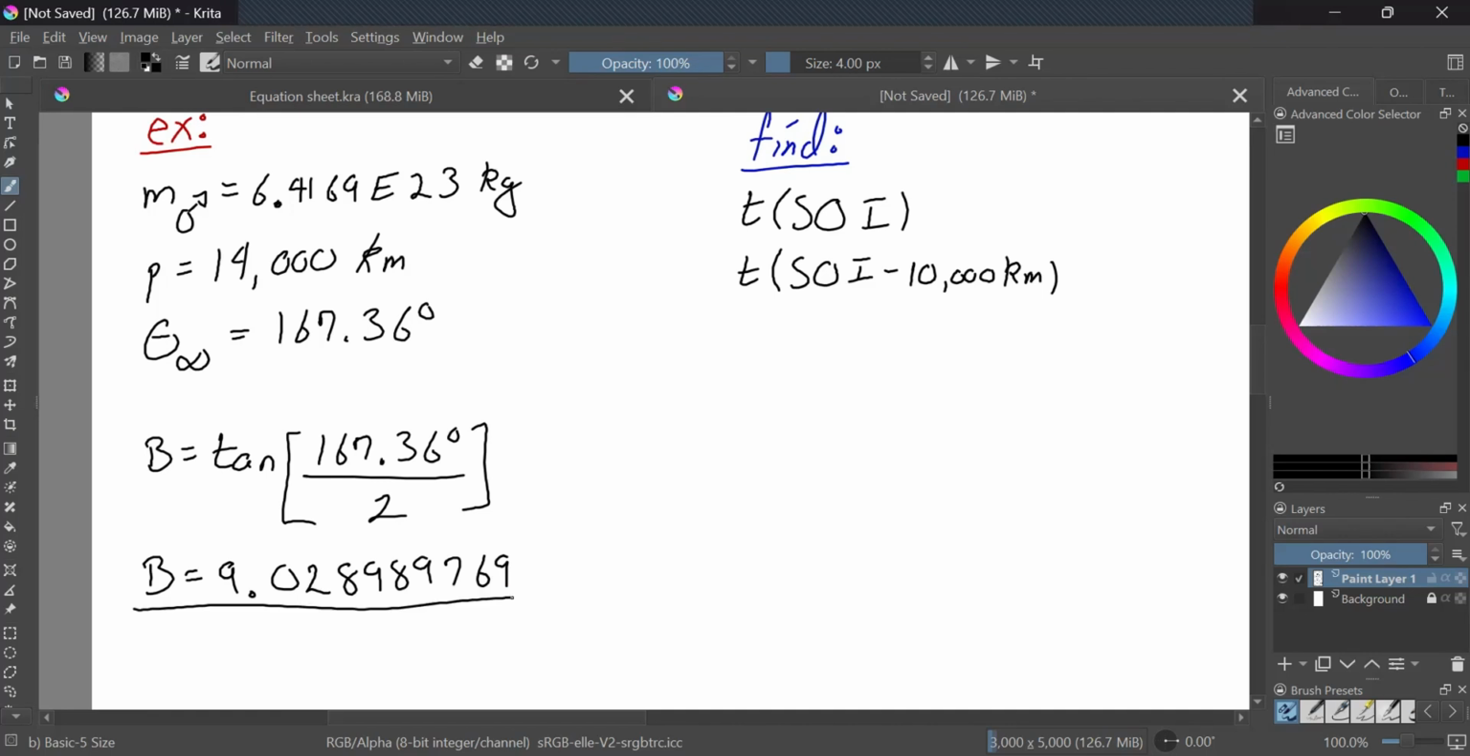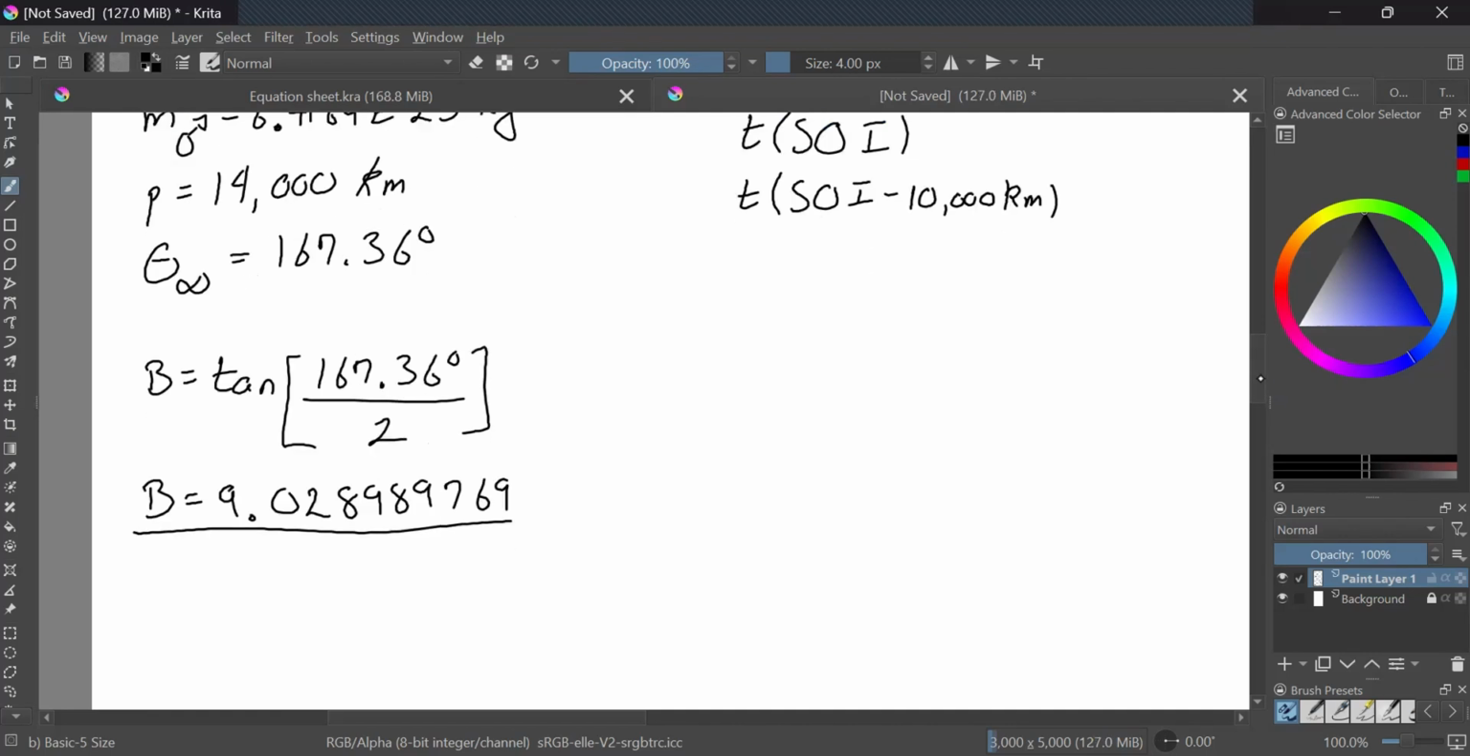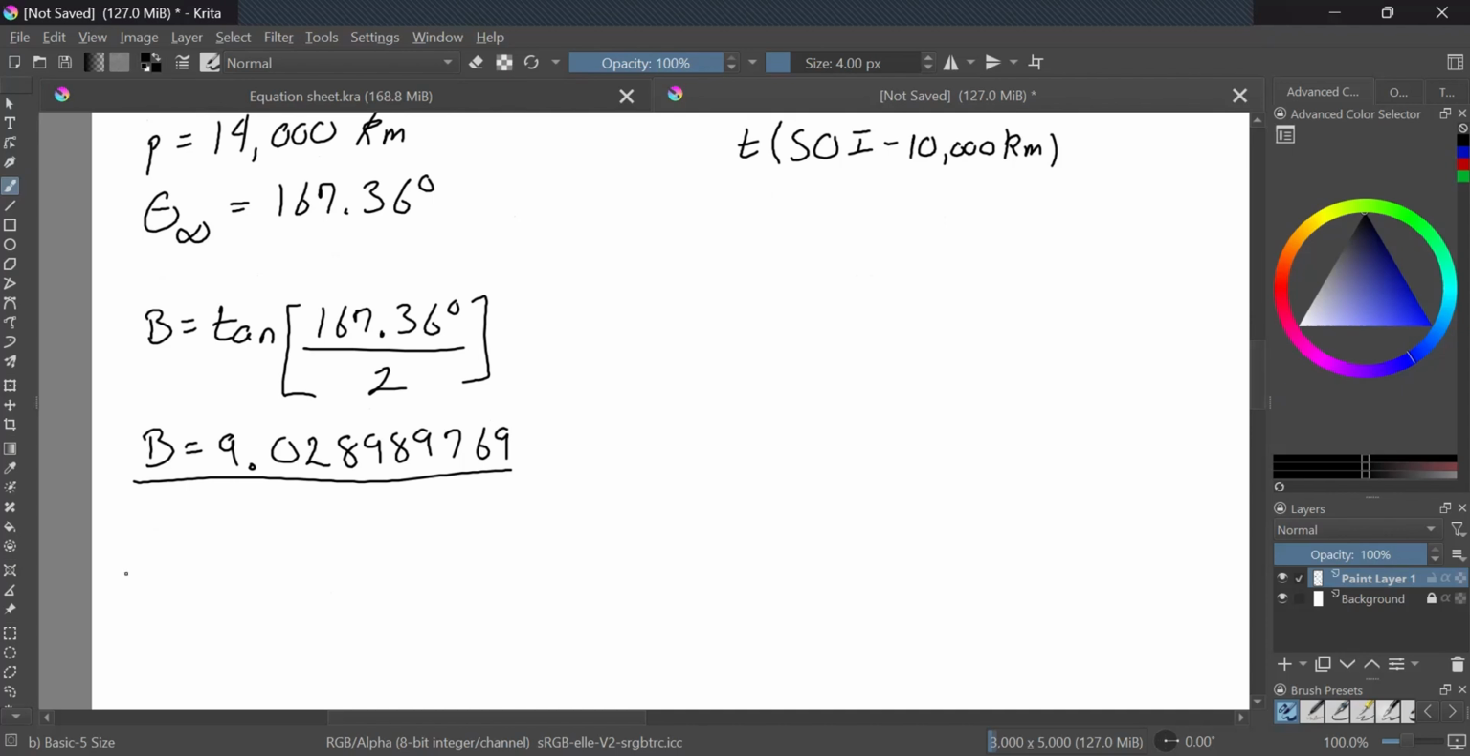So there you have it. All right, we're going to scroll down a little bit more. And we have T minus TP is equal to the square root of our P value, which is 14,000 kilometers cubed over mu.